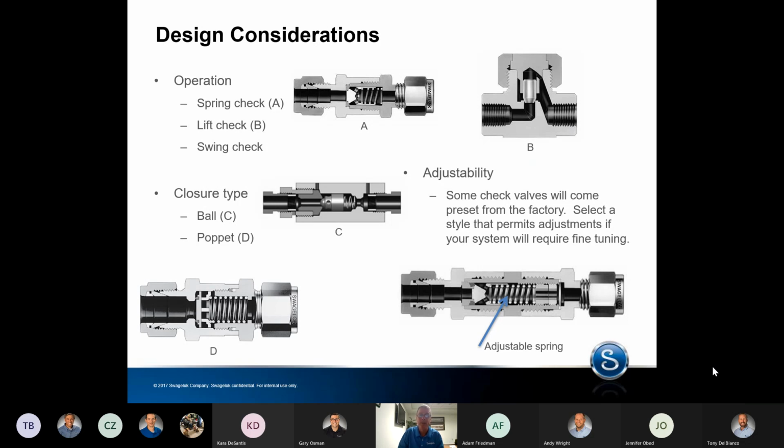Check valve generally has two closure types, ball and poppet. The ball will allow some leakage and is generally used in liquid and higher pressure applications. A poppet style check valve is generally leak tight and therefore better for gas service. Some check valves can come preset from the factories. Others are designed to allow adjustment if your system requires fine tuning, for example, with an adjustable spring.